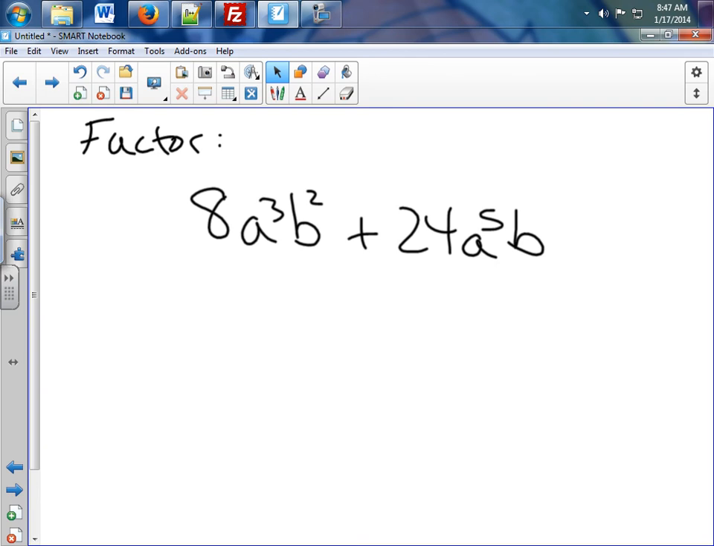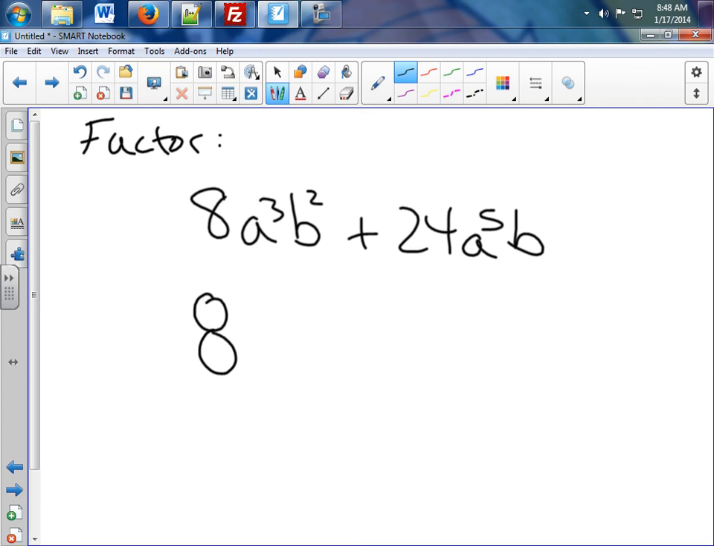So I'm going to factor this by using the GCF. Well, I'm going to look at the numbers first. What's the greatest common factor of 8 and 24? 8. Let me give you a hint. I always see if the little number goes into the big number. 8 goes into both of them.